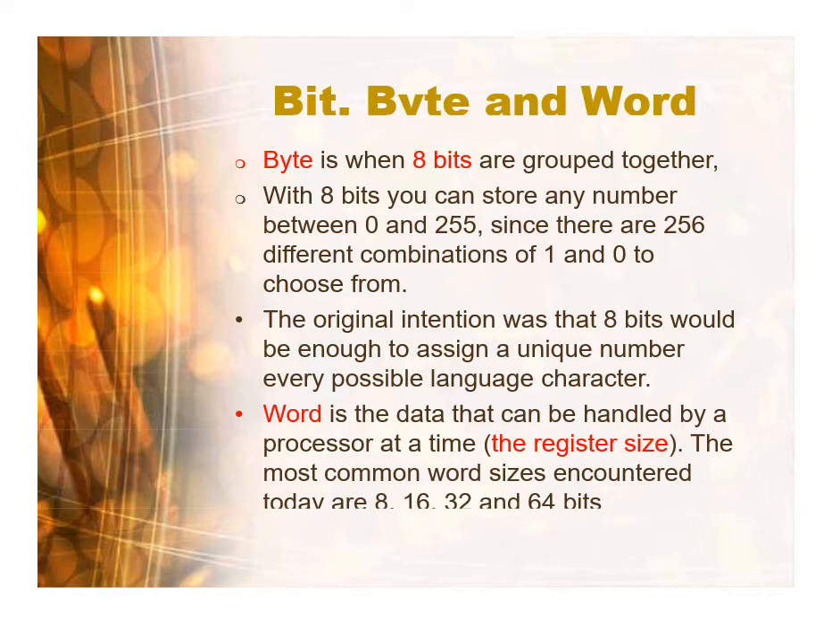Okay, another definition, okay, about the numbering, okay, about how your data can be represented is by words. So a word is actually the data that can be handled by the processor at a time. So berapa banyak words it can be handled and can be processed by your processor dalam satu masa. Okay, so the most common word sizes, okay, are 8, 16, 32 and 64 bits. Okay, dia bergantung kepada processor.